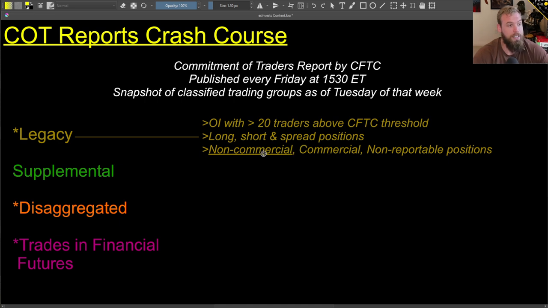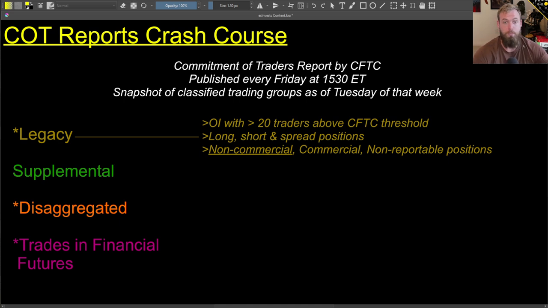This talks about the classified trading groups. So we have non-commercial, also known as NCs or large speculators. Then we have commercial and non-reportable positions. The non-commercial is super important to you. And the reason why is because these are the people who are interacting with the market with the purpose of making money. Whereas commercial groups, slightly different.